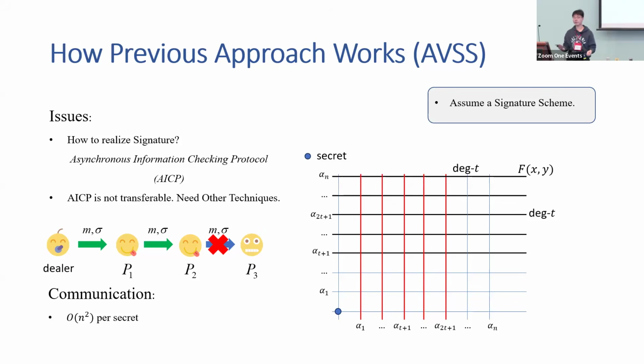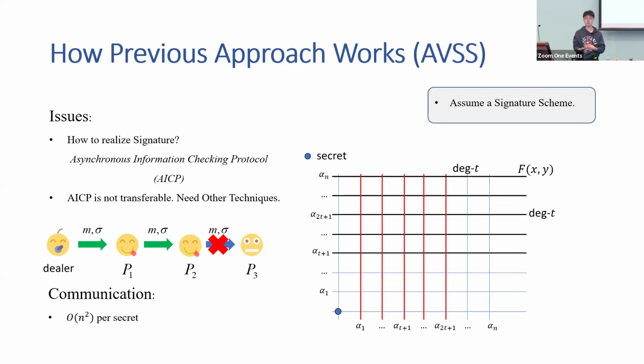Transferable here means that when the dealer sends some message M together with signatures to the first party P1, P1 can convince the next party P2 that the message originally comes from the dealer. But P2 can no longer do the same thing to convince the next party P3 that the message M originally comes from the dealer.